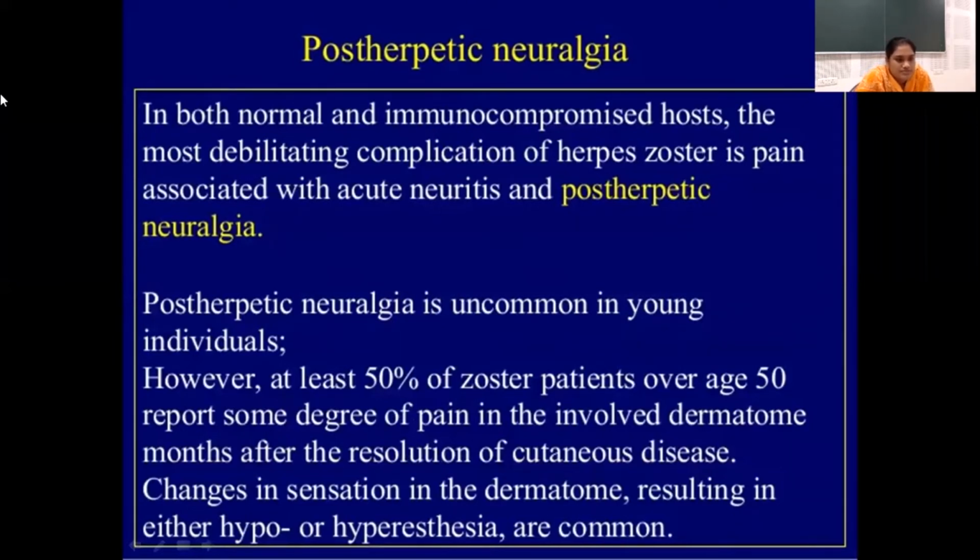Post-herpetic neuralgia is the most important complication. In both normal and immune compromised hosts, the complication is pain associated with acute neuritis and neuralgia. It is uncommon in young individuals. However, at least 50% of zoster patients over the age of 50 years report some degree of pain in the involved dermatomes months after the resolution of the cutaneous disease. Sensory changes in the dermatomal area, resulting in hypoesthesia or hyperesthesia, are also common.